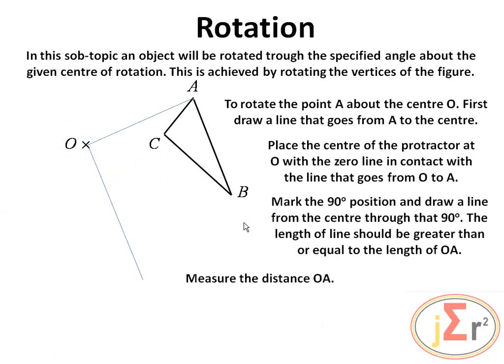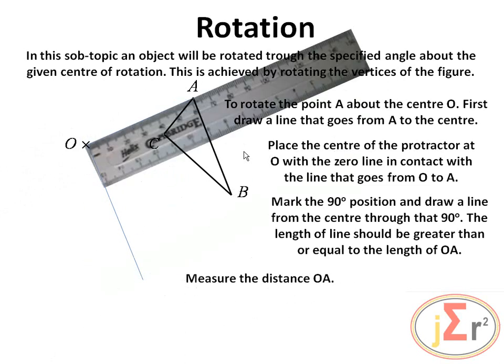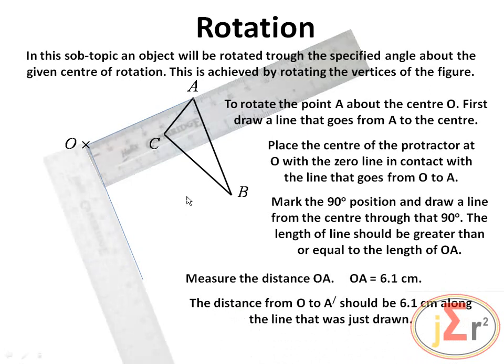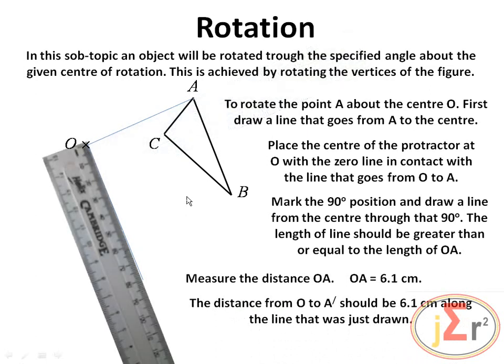Then we need to measure the distance from O to A. There's our ruler again. OA is 6.1 centimeters. Of course, that 6.1 centimeters is going to be measured along this line in order to locate the image of A, which is of course A prime. So that is what we are going to do now. So we are going to measure that 6.1 centimeters right there, and that is our A prime.